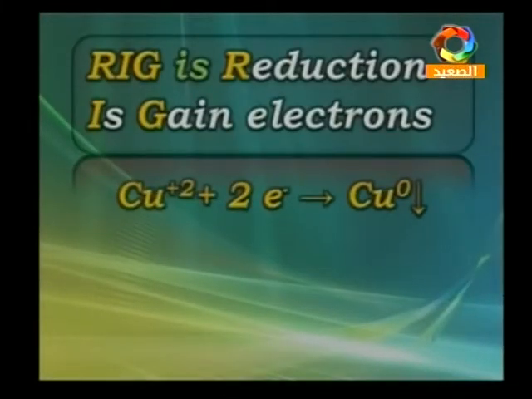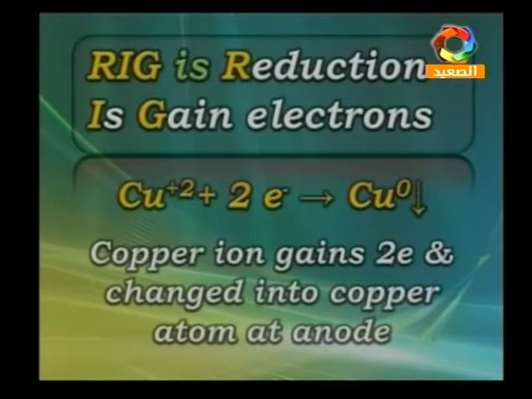After that, we have the second part, we have RIG. RIG is what? Reduction. Reduction is gaining electrons. So we have the Cu²⁺ changing into a copper zero atom and precipitating. Why? Because it gains 2 electrons during the chemical reaction. So here we have the copper ion gains 2 electrons and changes into a copper atom, at the anode.